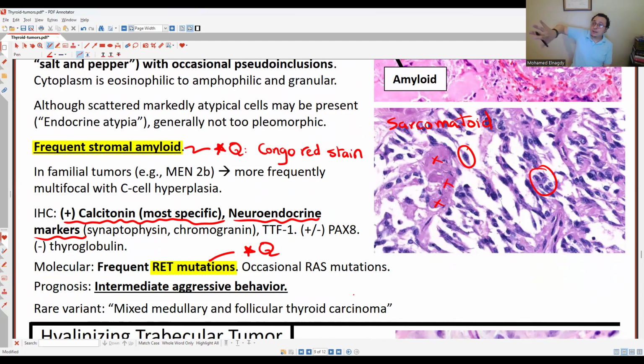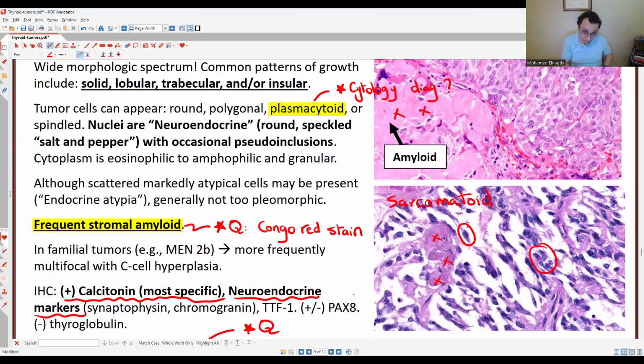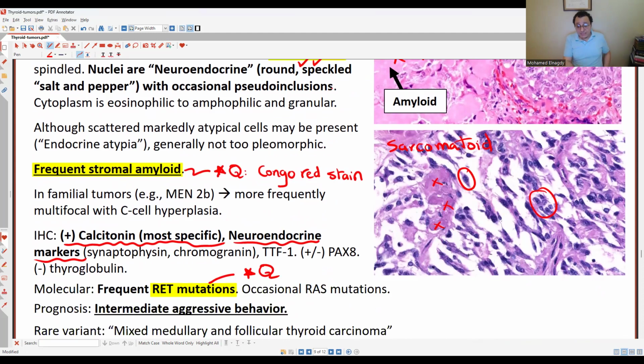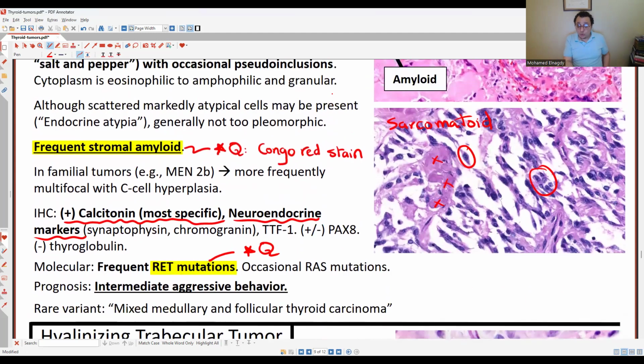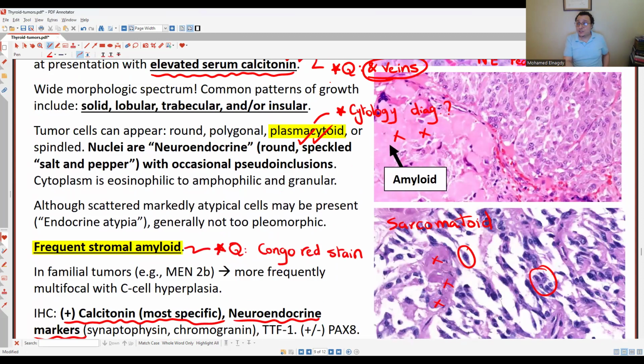Sometimes there are sarcomatoid areas in the tumor, but you see other areas which look like the classic microscopic pattern. There are also plasmacytoid cells. Sometimes these cells appear like plasma cells. It's called plasmacytoid, especially on cytology.